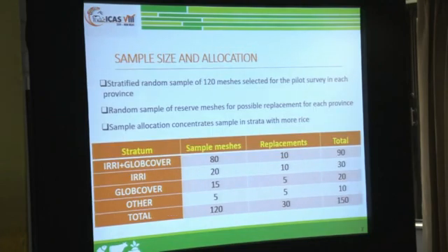Okay, so sample size and allocation. A stratified random sample of 120 meshes was selected for the pilot survey in each province. These sample meshes are randomly selected, and for all these pilot provinces, we also have allotted reserve or replacement meshes for very rare occasions where we have to replace the mesh due to some accessibility or security issues. And then the sample allocation concentrates samples in strata with more rice. As you can see, we have more sample meshes in the Erie Globe Cover stratum because that is the stratum where we expect to find more rice planted area.